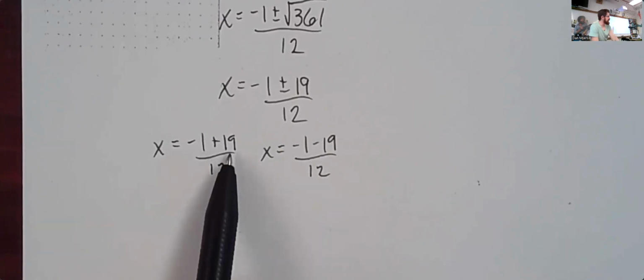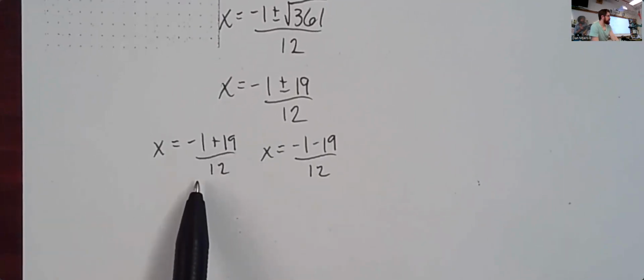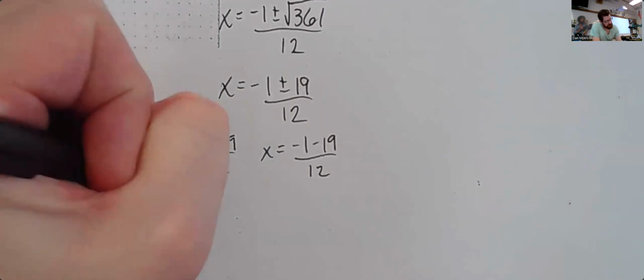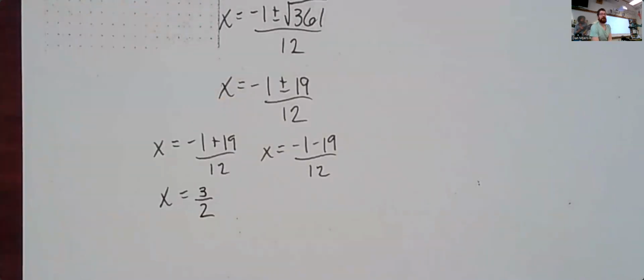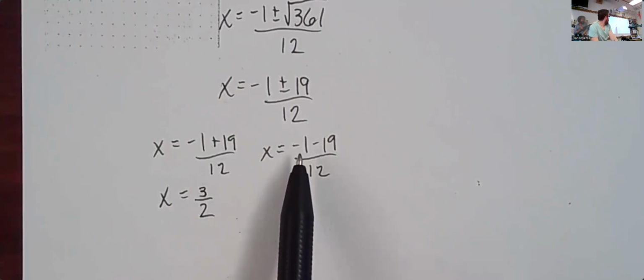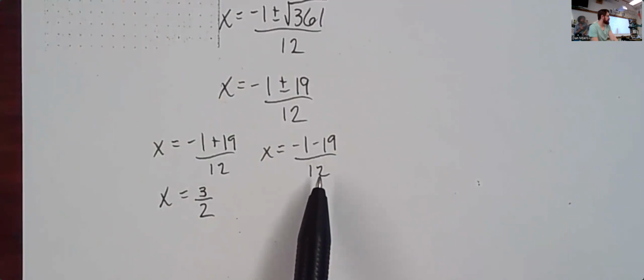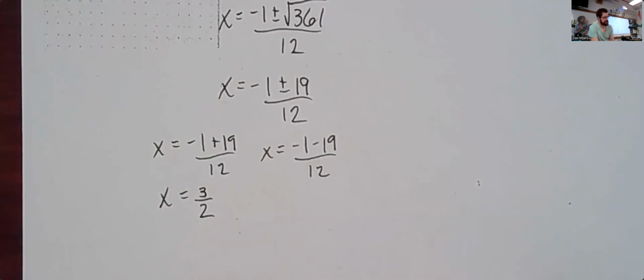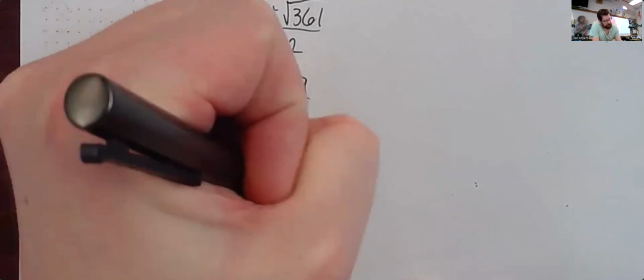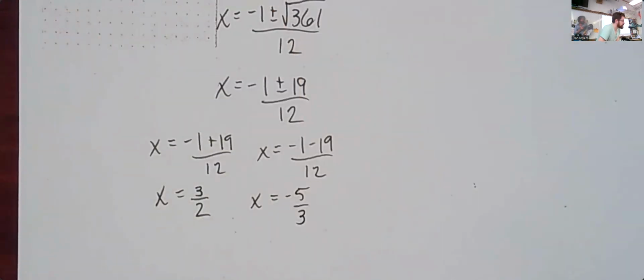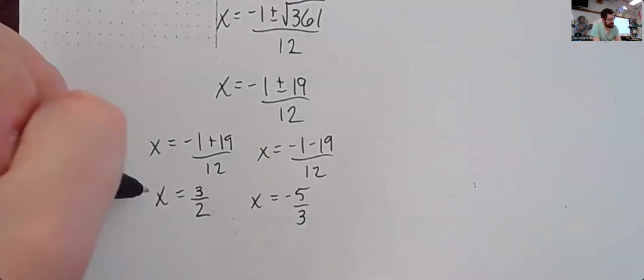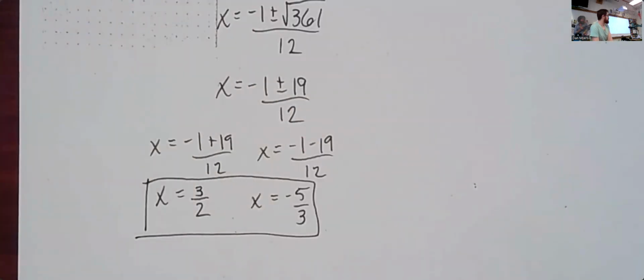So let's see, -1 plus 19 is 18. 18 and 12 are each divisible by 6. So that's going to be 3/2 for that one. Over here, -1 minus 19 is -20. 20 and 12 are each divisible by 4. So that would be -5/3. So we should get 3/2 and -5/3 for our answers to this one.